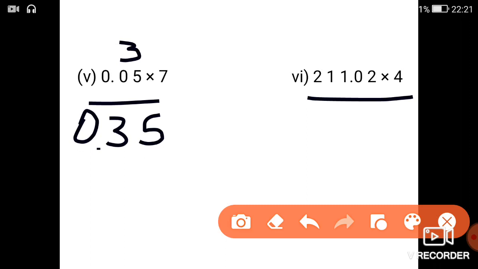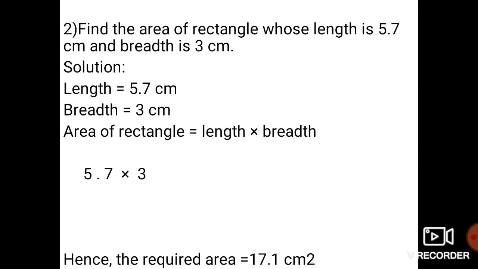Next we have 211.02 into 4. So 4 2s are 8, 4 zeros are 0, 4 1s are 4, 4 1s are 4 and 4 2s are 8. So it is 844.08. So in the question we can observe that after the decimal point we have 2 digits. So we place the decimal point after 2 digits. So it is 844.08.